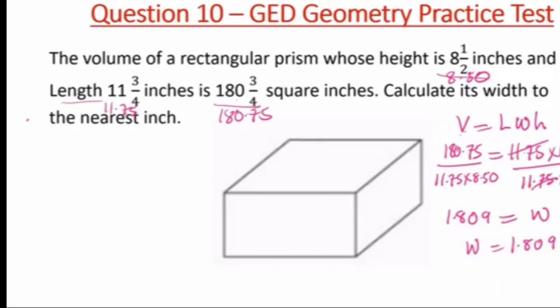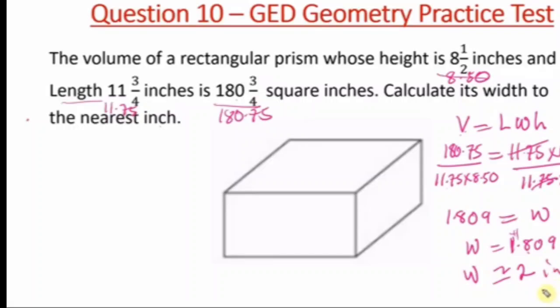inches. But here it says to the nearest what? Inch. So to the nearest inch, we can approximate this, since immediately after 1, we have a number that is greater than 5. So we can approximate and add 1 here. So 1 plus 1 is 2. So our final answer is 2 inches to the nearest inch.